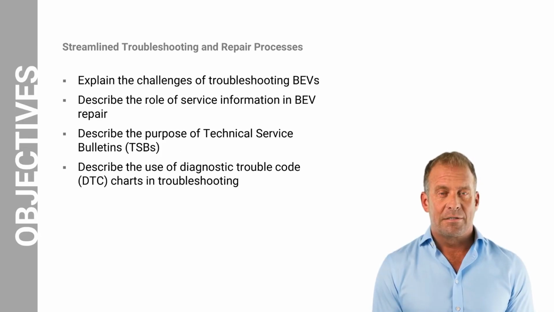Let us look at our lesson objectives. By the end of this lesson, you will be able to explain the challenges of troubleshooting BEVs. Next, you will be able to describe the role of service information in BEV repair. Later, you will be able to describe and identify the purpose and key information found in the Technical Service Bulletins, abbreviated as TSBs. Finally, you will be able to describe the function and benefits of Diagnostic Trouble Code, abbreviated as DTC charts in BEV troubleshooting.